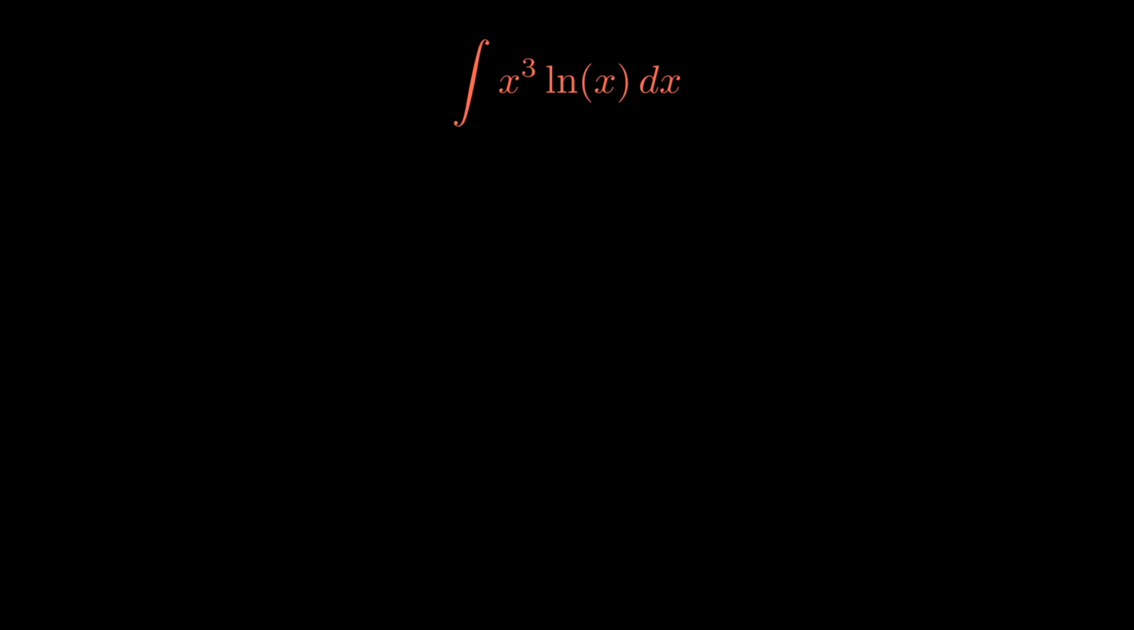So u will be the natural log of x, because it's easy to differentiate the natural log of x, but if we made dv be natural log of x, then that's very hard to integrate. So dv will be x to the power of 3. And then using this, we can find that v equals x to the power of 4 divided by 4.